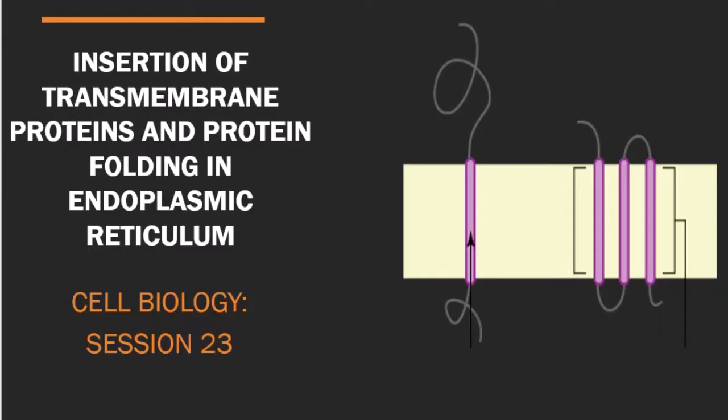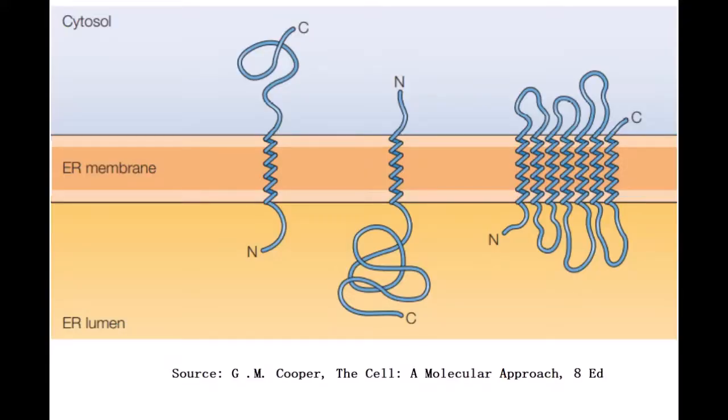I'm Nitin and today we will understand the insertion of transmembrane proteins and protein folding in endoplasmic reticulum. This is in continuation with session 21. Well, there are four ways by which insertion of transmembrane proteins takes place in endoplasmic reticulum.